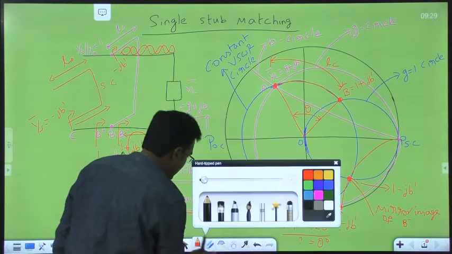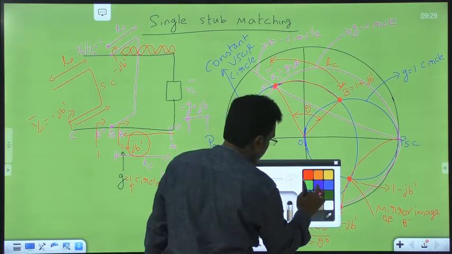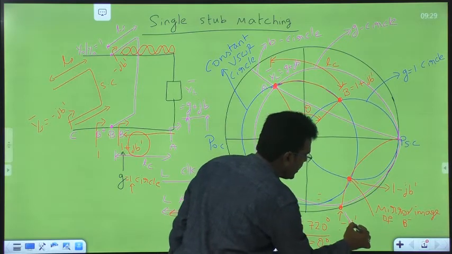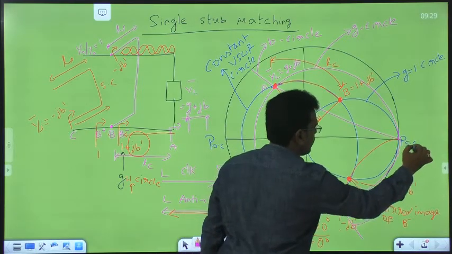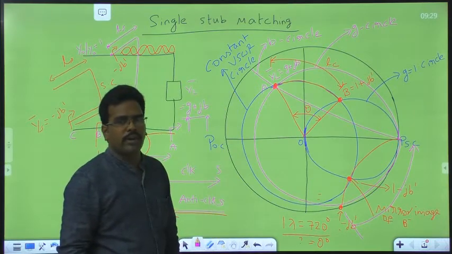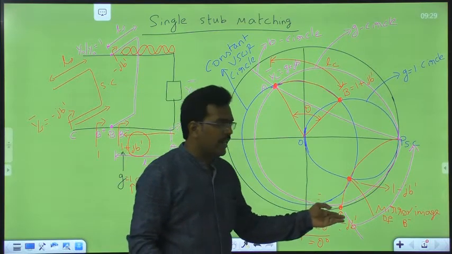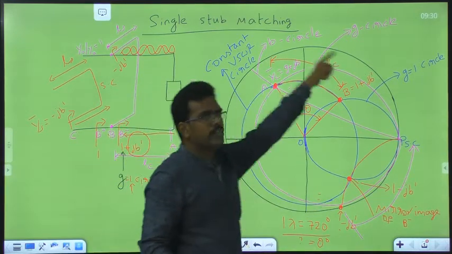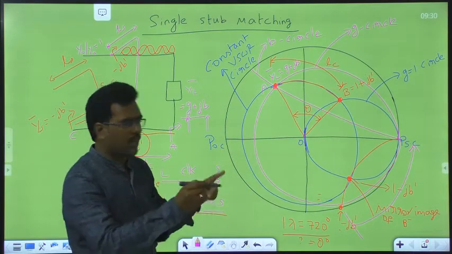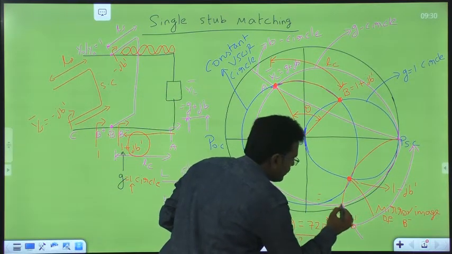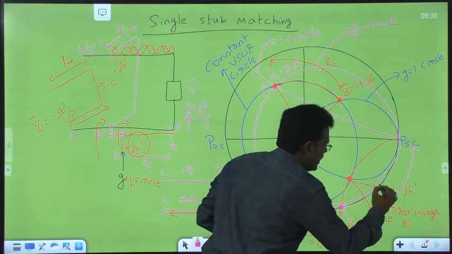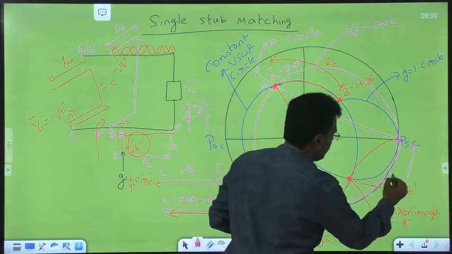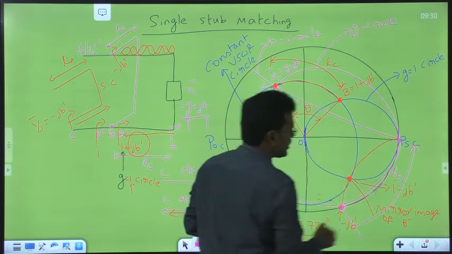Therefore, from this point we have to move in the anti-clockwise direction towards the short circuit point. Why am I not drawing another circle here? Already this is a circle, right? The last one is the outermost circle. So move on this outermost circle in the anti-clockwise direction to reach the short circuit point. This is going to give the length of the stub.